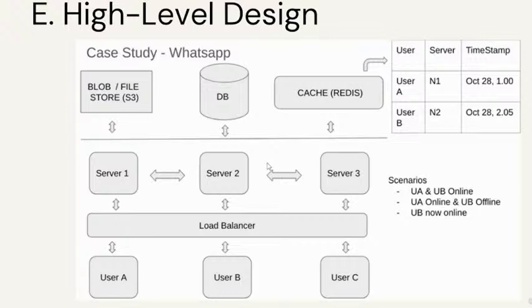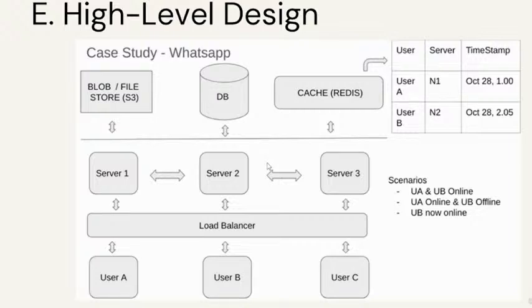Let's assume user A is now online but user B is offline, and user A sends the message to user B. What happens in this case? In this case, the message goes to server 1. Server 1 tries to find the location of user B, and it's not able to find it. Why? Because user B is offline, so it's not connected to any server. In this case, server 1 will store this message in the database.